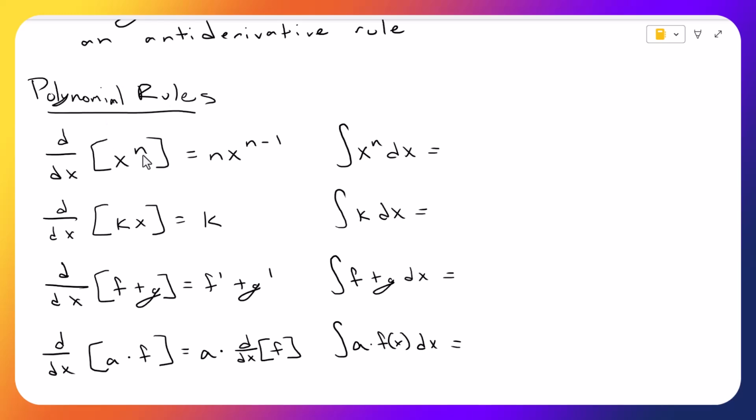As long as n is not -1. I actually want to note that there. n is not equal to -1. That has a special situation happen there.